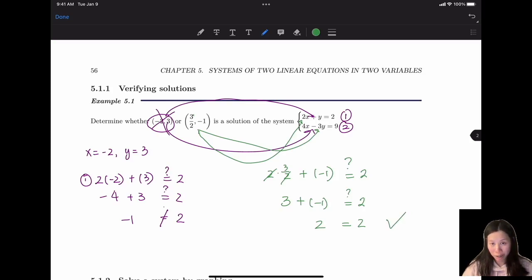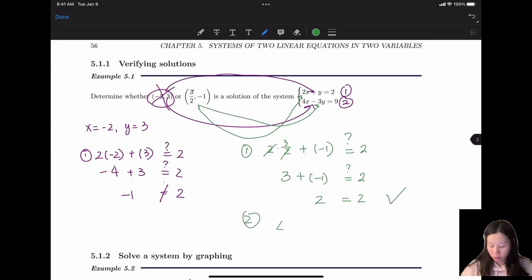We still need to check if they're on the second equation. So now I'm going to check the second equation. Again, I have 4 times 3/2 minus 3 times -1, and we check if this is equal to 9. So I have here 2 times 3 equals 6. -3 times -1 is negative times negative, so this gives me a +3.